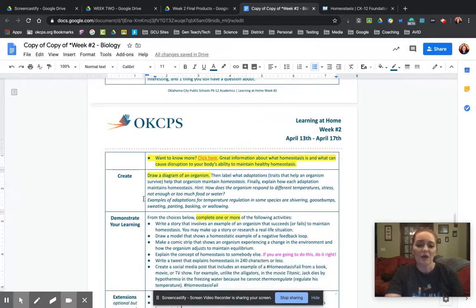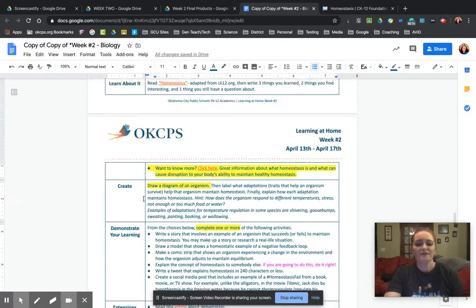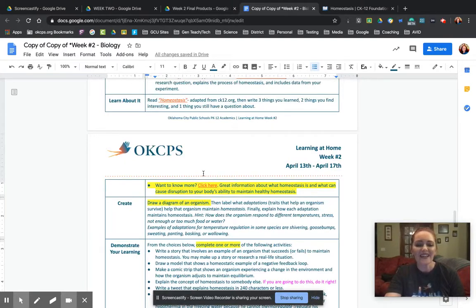If you want to learn more information about homeostasis, then you can click here, and that is some great information about what homeostasis is and what can cause disruptions to your body's ability to maintain healthy homeostasis.